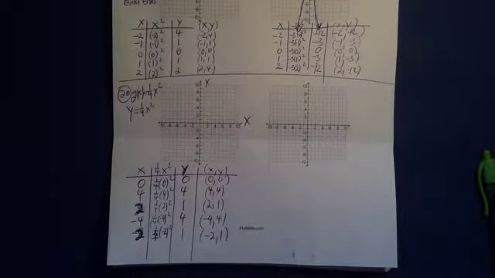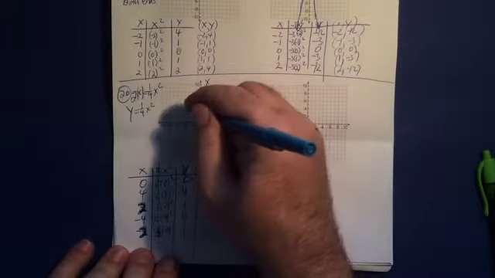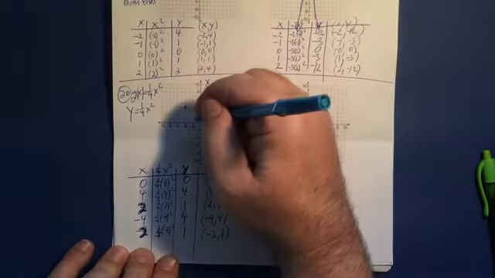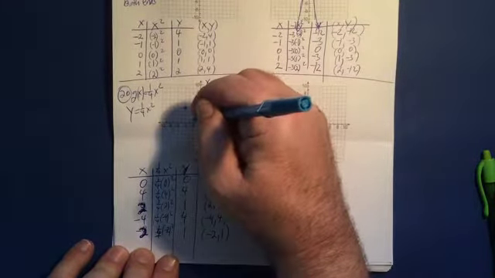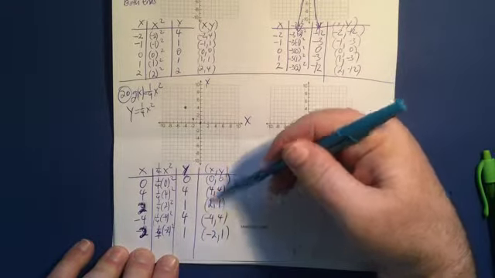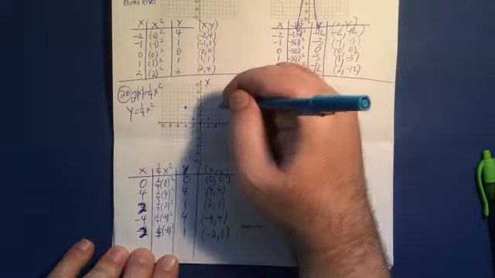So let's see how these points plot out. I have the point -4, 4. I have the point -2, 1. I have the point 0, 0. I have the point 2, 1. And then I have the point 4, 4.